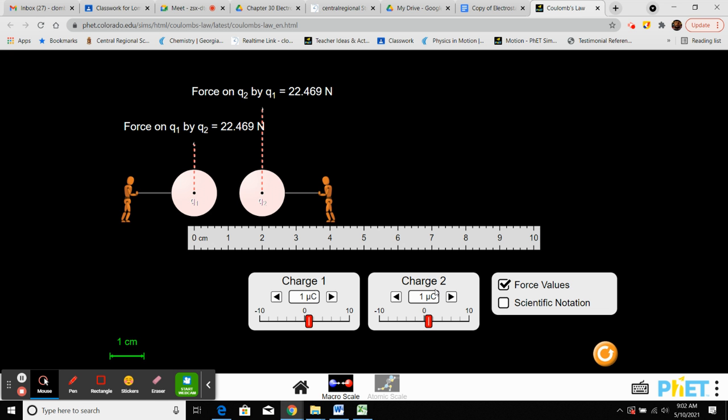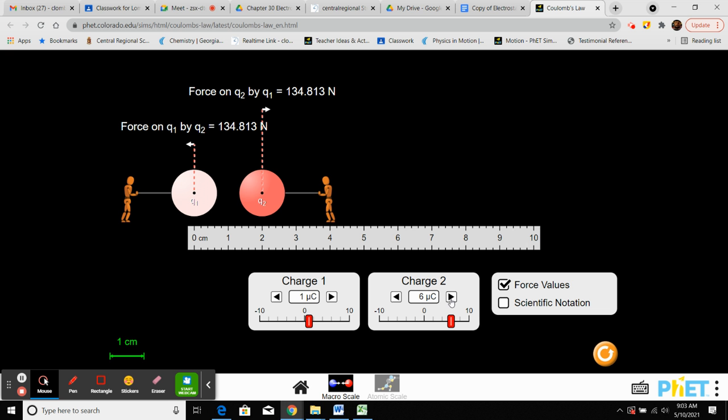So go back to this one, go to the normal. If I only increase one of them by a factor of 4, I get this 89.876. If I double this one and this one, I get the same value. And what's 2 times 2? 4. Okay, so what if I did this then?